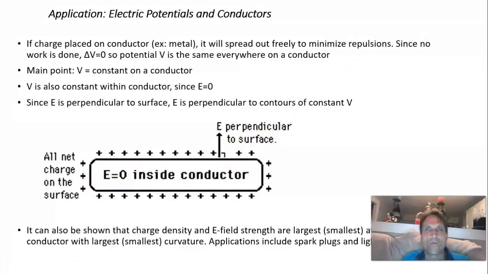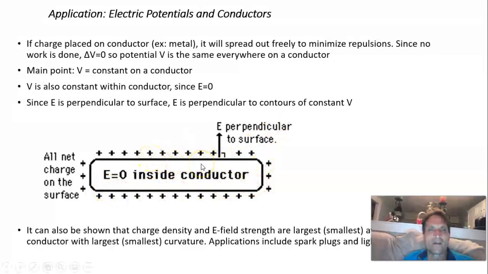Okay, so why is that? Well, suppose it wasn't. Suppose the potential was more positive to the left over here than it is to the right. That means there would be an electric field pointing from left to right, and the electric field would exert a force on the positive charges until they moved from left to right and the field vanished. So in other words, the potential along the surface of any metal is a constant.